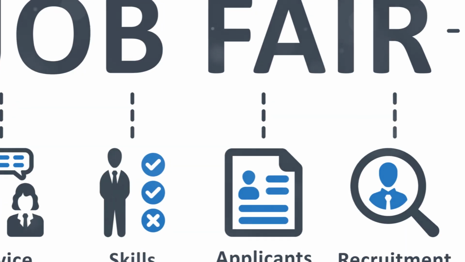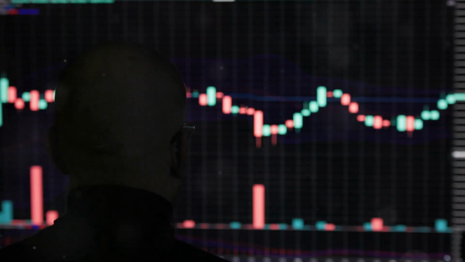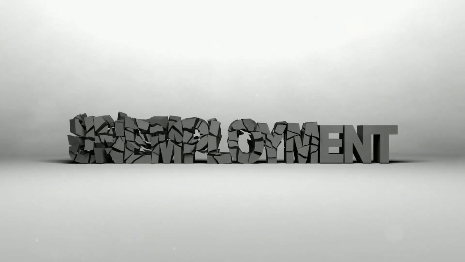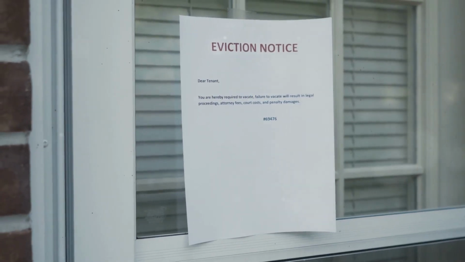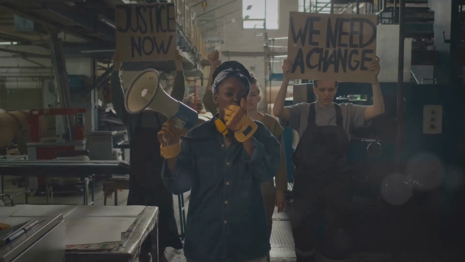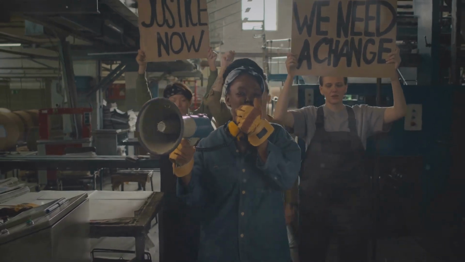Why the unemployment rate matters. The unemployment rate is more than just a number on a chart. It has real-world implications for all of us. When unemployment is high, people lose their jobs, their homes, and their sense of security. It can lead to increased poverty, crime, and social unrest.